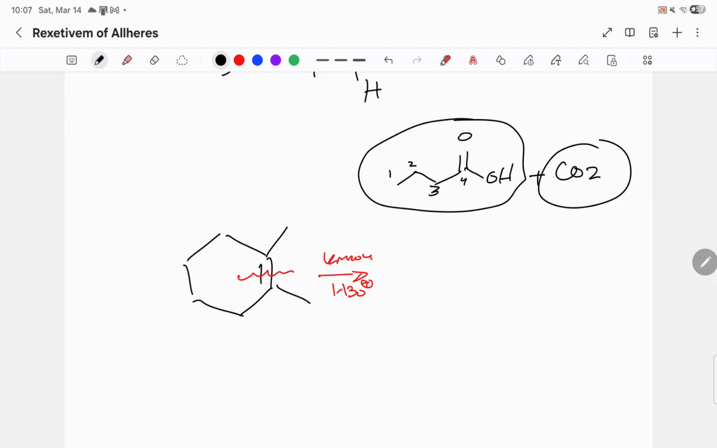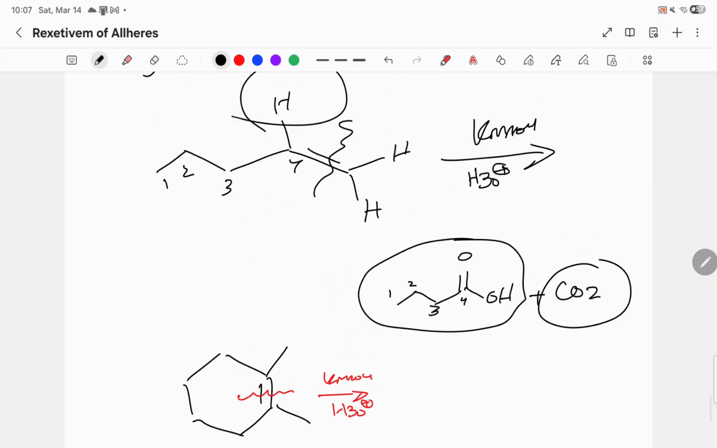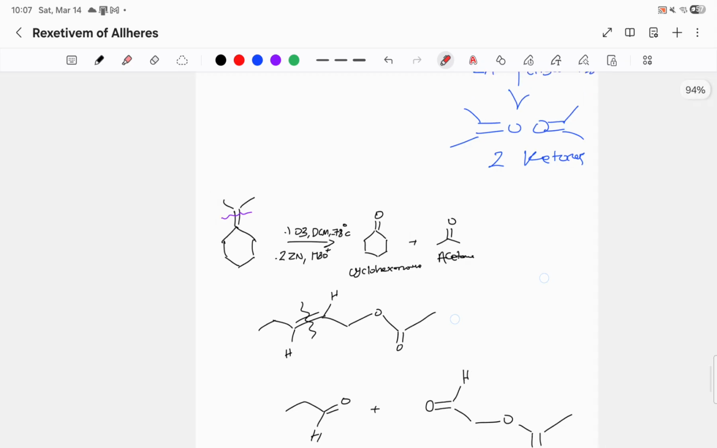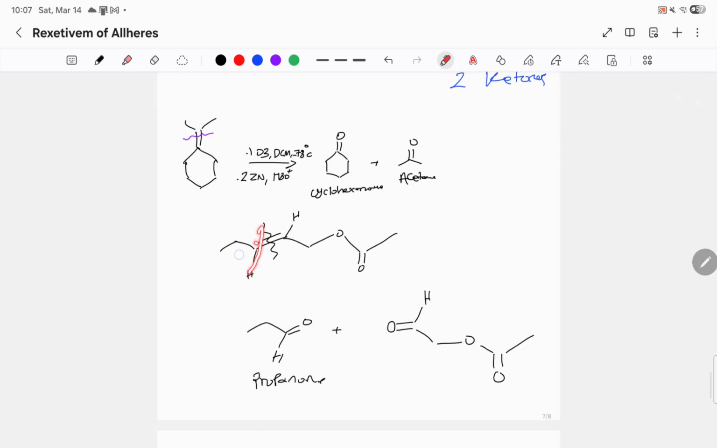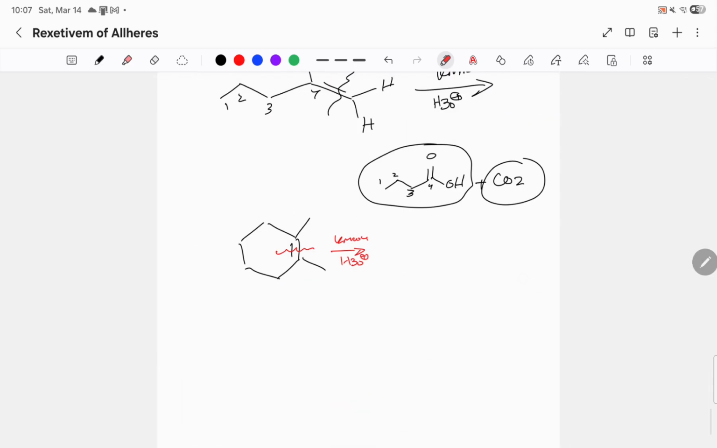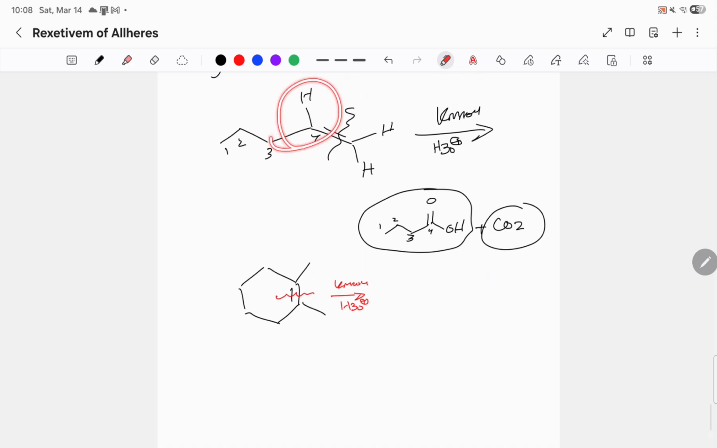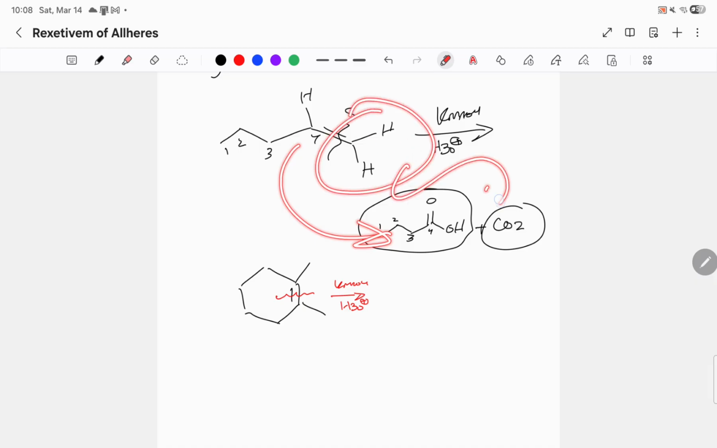Why will it give me two ketones? Because it is fully substituted. There are no hydrogens for me to play with. If there's one hydrogen, I will end up getting a carboxylic acid. That is actually the reason why I don't get an aldehyde. If you remember in ozonolysis, one hydrogen resulted in an aldehyde. But in this one, one hydrogen will not result in an aldehyde. In fact, it will give me a carboxylic acid, and two hydrogens would give me a CO2.